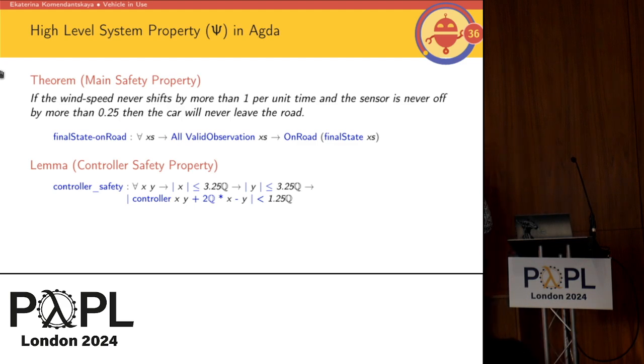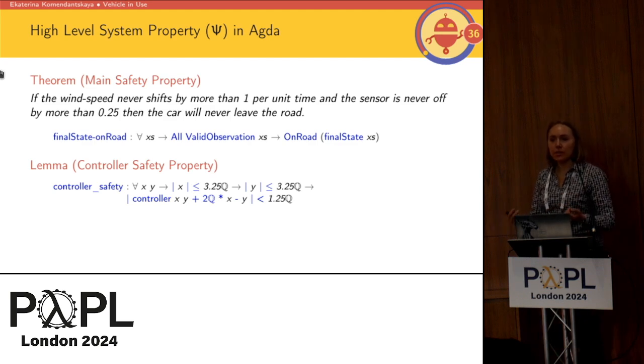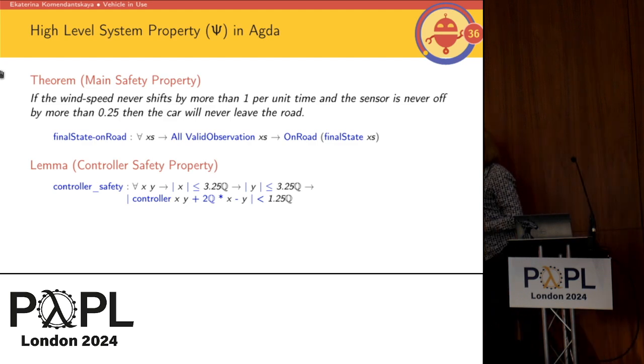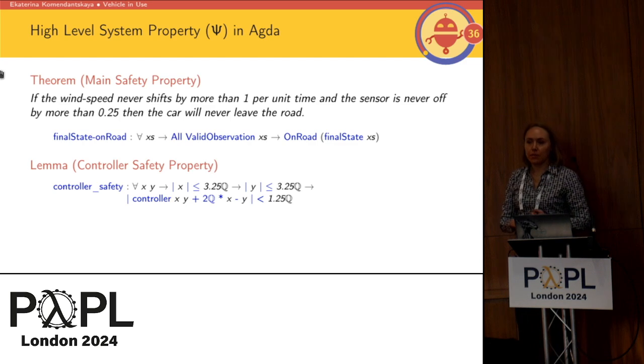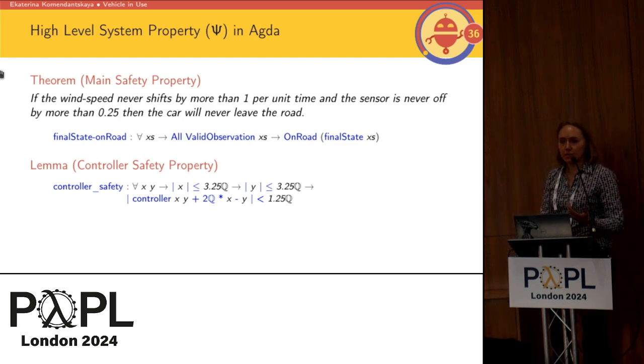And it's very inconvenient to prove that property in Agda, especially if you remember that this controller is a 20,000 parameter huge neural network. So crunching this with an interactive theorem prover, this lemma, is inconvenient to say the least. It's probably impossible to do this for any real life example. Okay, so what do we do?